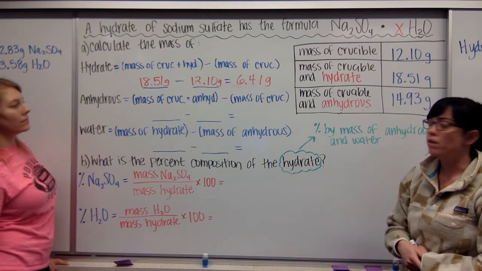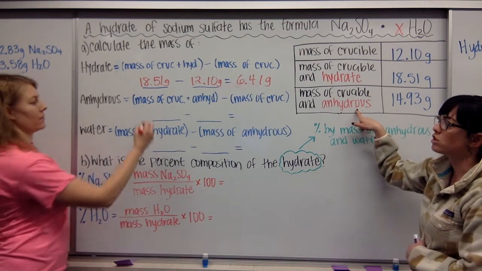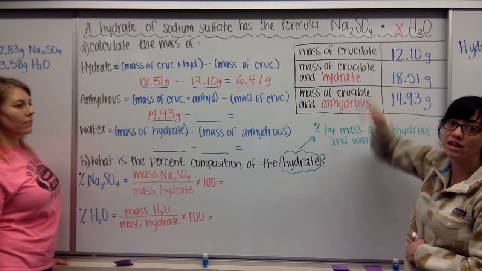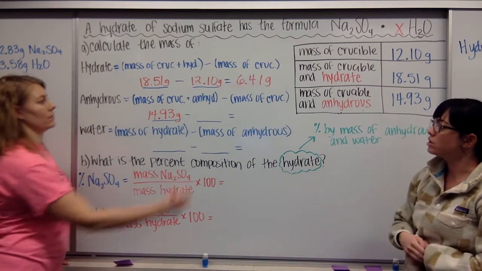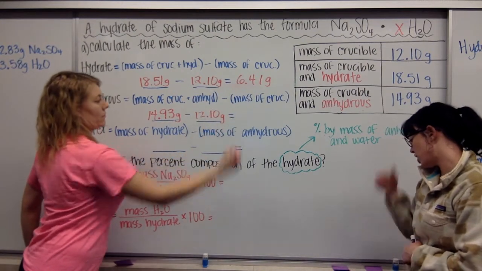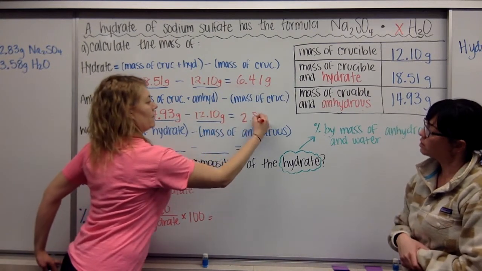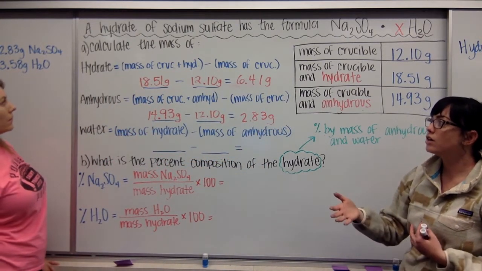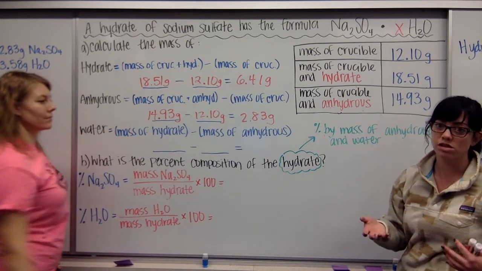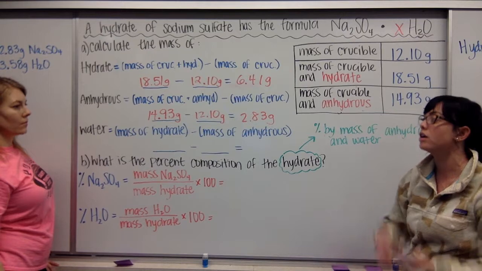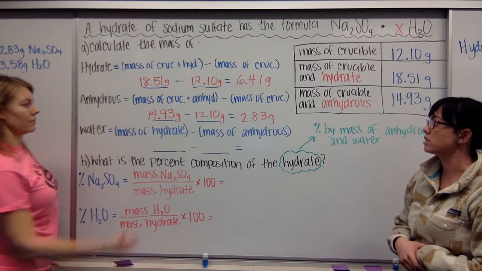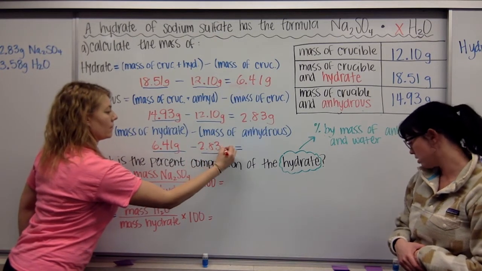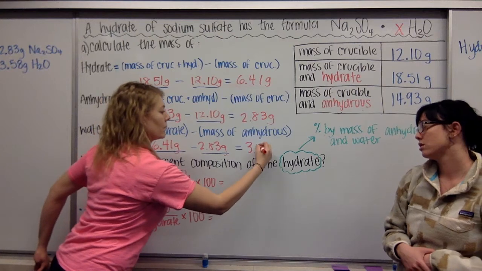Anhydrous. To calculate that, we're going to take the mass of the crucible and the anhydrous, this is after we've done all the heating, we've evaporated all the water, it's just going to have our sodium sulfate left in it, minus the mass of the crucible to give us our mass of anhydrous, which is 2.83 grams. Now, to find out how much water was actually in there, all we have to do is take the mass of the hydrate, subtract the mass of the anhydrous, and everything that's left, because matter is never created nor destroyed, is going to be our water. So we take 6.41 grams, and we subtract 2.83 grams, and we get 3.58 grams.